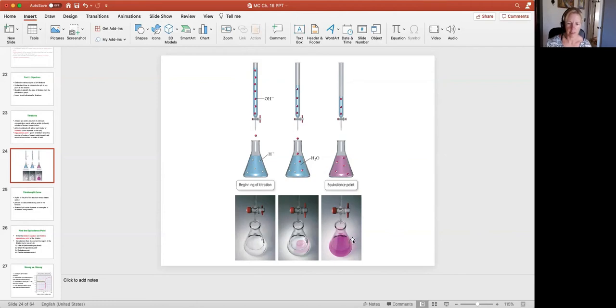This is an example of phenolphthalein, which is one you probably used a lot in the lab. Phenolphthalein is very sensitive to excess hydroxide ions. So when you start to see that color change for phenolphthalein, you're just a smidgen past the equivalence point.